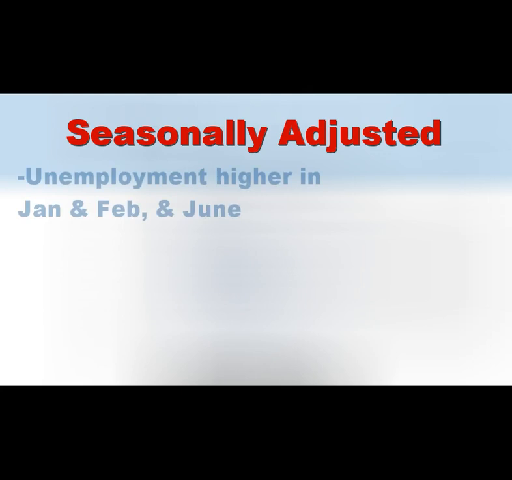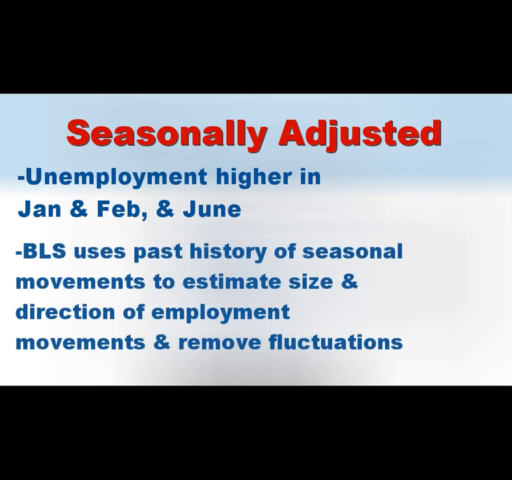Another term to be aware of is what's known as seasonally adjusted. Unemployment tends to spike in January and February due to the cold weather. Industries like farming and construction tend to not be working or not working nearly as much during these periods. It also tends to spike in June as students enter the labor force and start looking for summer jobs. And the BLS knows this, so they use past history of seasonal movements to estimate size and direction of employment movements and remove seasonal fluctuations. So generally you want to use what's known as the seasonally adjusted numbers, otherwise it could be misleading, as you could show a rapid fluctuation without the proper context.